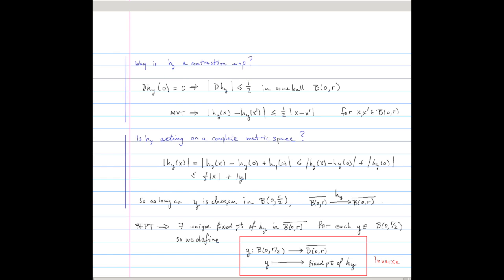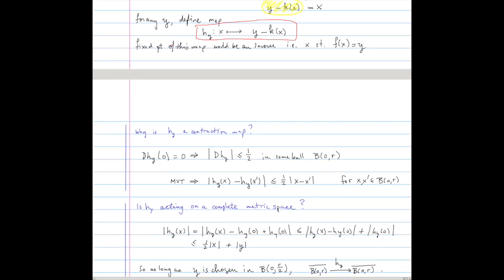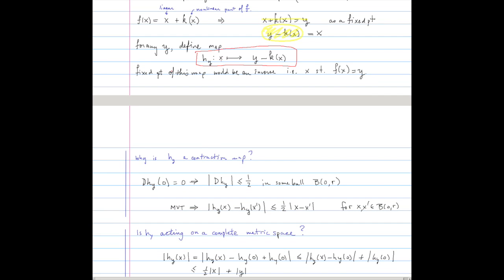So okay, the first question is, why is it actually a contraction map? Sorry, let's take a look at this again. If h_y is given by a constant vector minus k of x, then the derivative of h_y doesn't see y, so the derivative of this term is 0, and we get the derivative of this nonlinear term. But the derivative of h_y at the origin is 0. And so that means that in some small ball around the origin, the derivative is guaranteed to be smaller than a half.